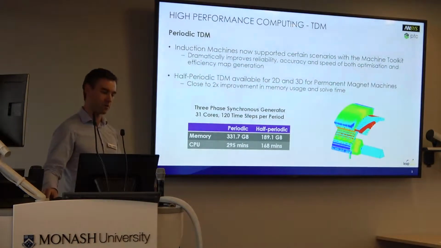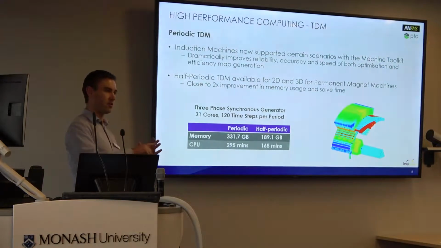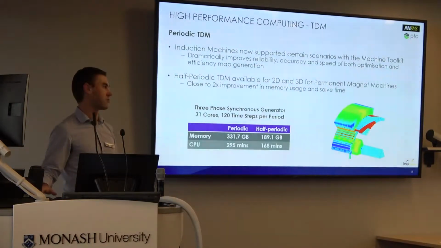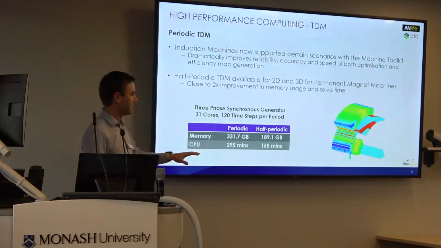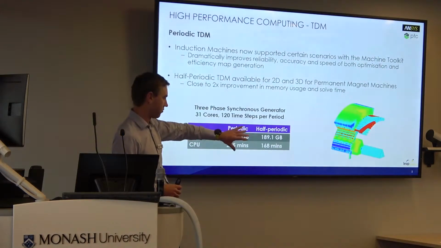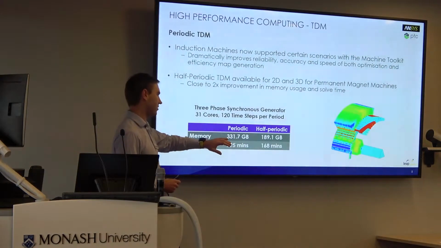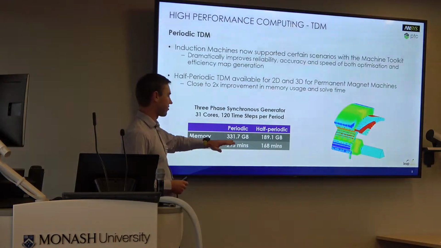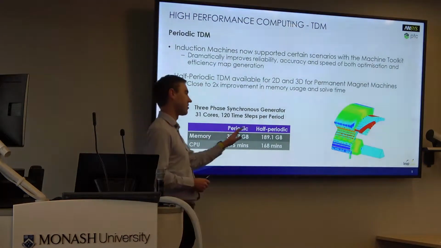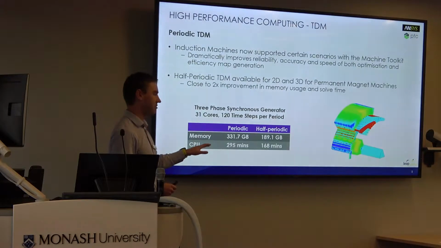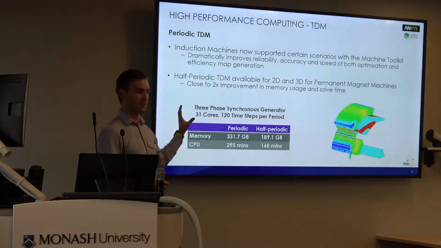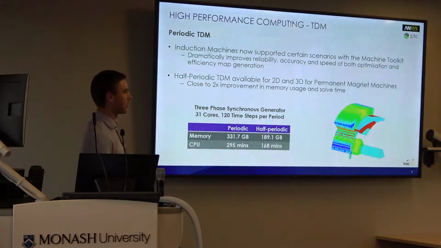We also have half periodic TDM for permanent magnet machines. Now rather than solving a full electrical cycle, we solve the first half and then we just mirror it onto the second. In practice, this is a full 3D model of a permanent magnet generator. Usually it needs 330 gigs of RAM, now it needs 190. The same goes for CPU time. This is very simple to implement: you just turn the box on and cut the simulation time in half, and that's how you get that 2 times speed up.